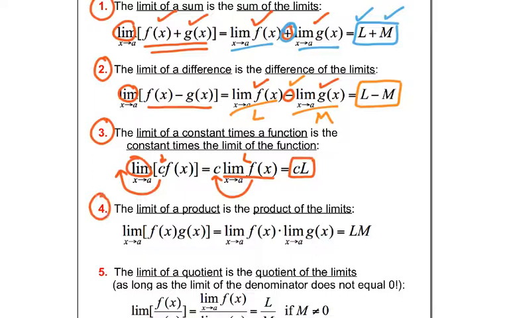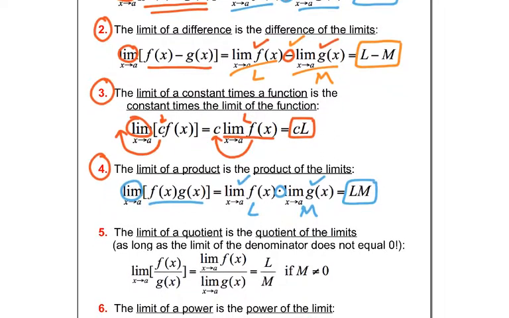Rule number 4. Okay, watch the words here. The limit of a product of f times g, you can probably imagine what's going to happen, is take each limit and multiply them together. It is the product of the two limits. L here, m here, so Lm.